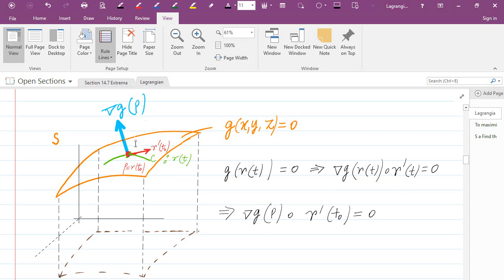So no matter what curve on the surface we pick through P, the gradient of g at P will be perpendicular to that curve. So basically the gradient of g at P is perpendicular to the tangent plane at the point P.